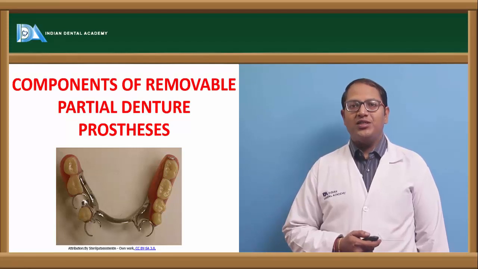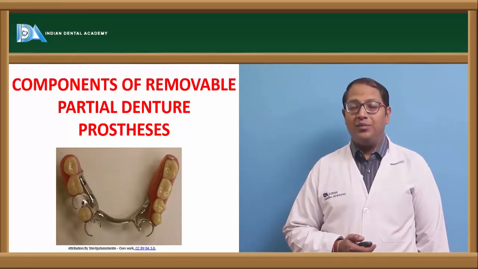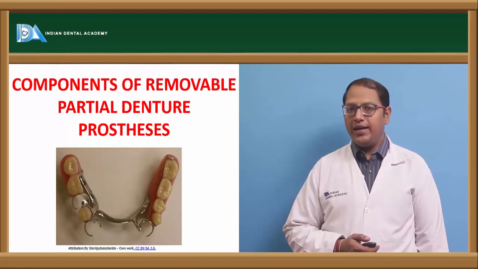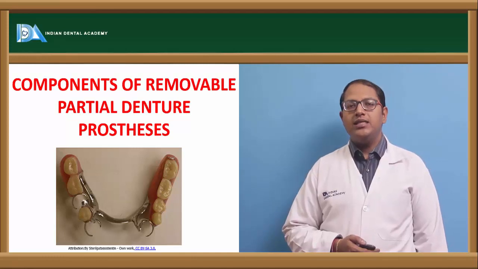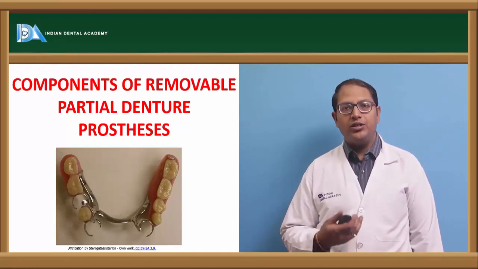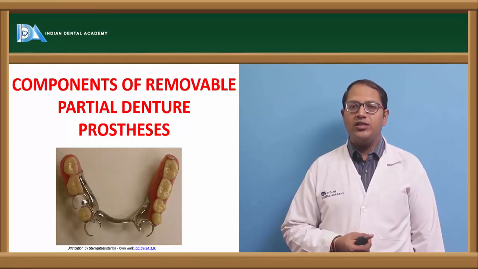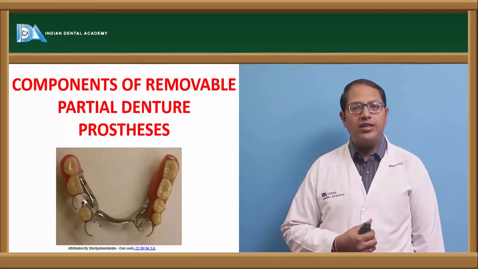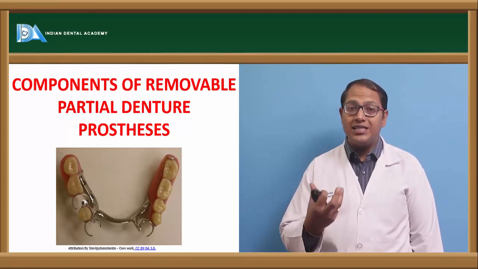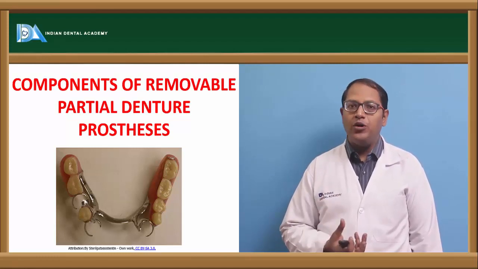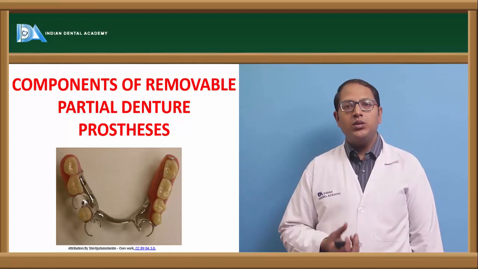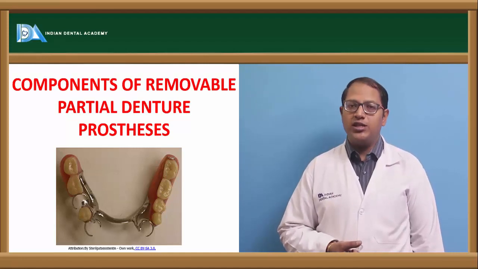Hello everyone. The topic for today will be the components of removable partial dentures. That is, to make a removable partial denture, or say cast partial dentures. Why is the name cast partial denture? It is because we are casting the partial denture with the help of metal ingots. So that is also called a cast partial denture.